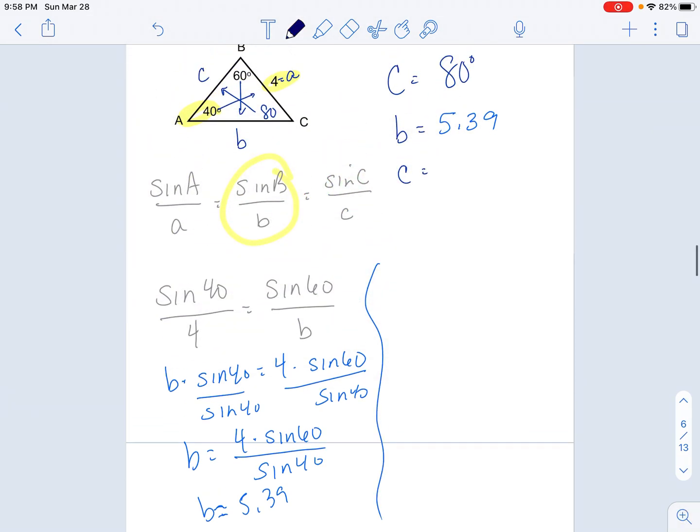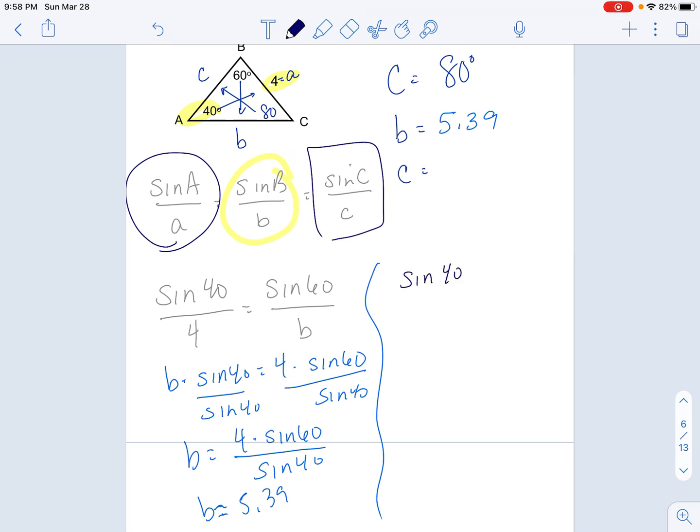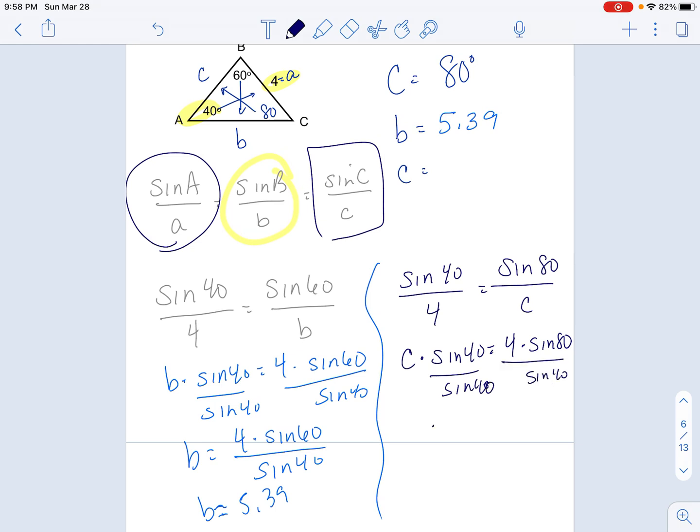Okay, now we're going to do the same thing, but this time we're going to use that same full fraction, sine A over A, but this time we're going to use sine C over C. So the left side's still going to be the same. Sine of 40 over 4 is equal to sine of C, which in this case is 80, over little c. Again, we've got a fraction equal to a fraction, so the best way to solve this is to cross multiply. So I get C times sine of 40 equals 4 times sine of 80, divide both sides by sine of 40. So C is equal to 4 times sine of 80 all over sine of 40.